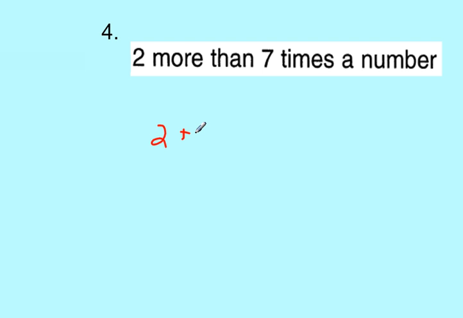2 more than, so it means 2 plus, and then 7 times a number. Remember, take number out, put n in, 7 times will be just 7, and then n. So 2 plus 7n. Or we can write it as 7n plus 2.